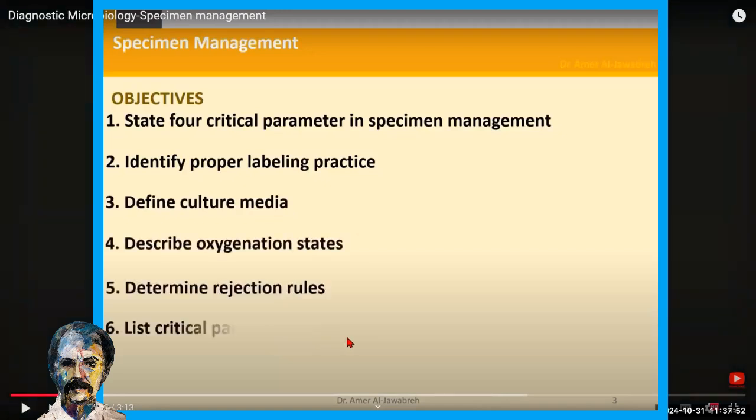So here we have, by the end of this chapter, as a student, you will be able to do the following. State 4 critical parameters in specimen management. Identify a proper labeling practice. You have to label the specimen. You cannot leave a specimen just like this.